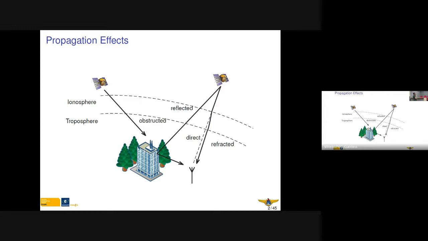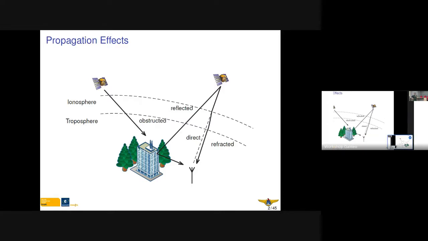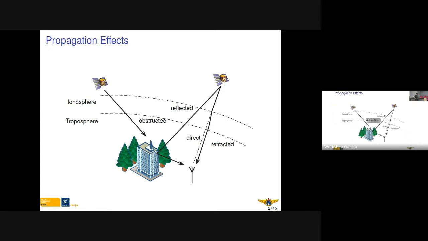On top of everything, the satellites are moving and maybe the receiver is also moving. So we also have the Doppler effect that we need to consider. All of these effects are usually treated by models. So we introduce some models for these propagation effects to make our life easier to correct these effects.